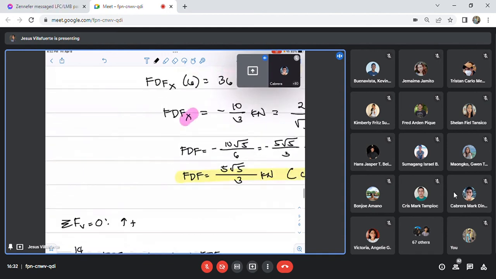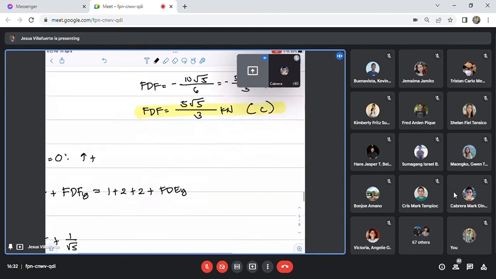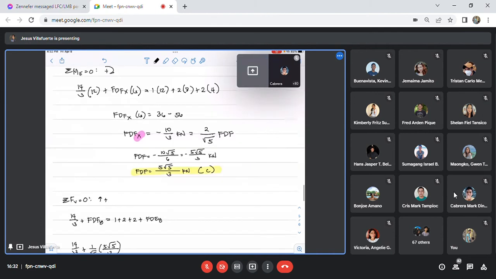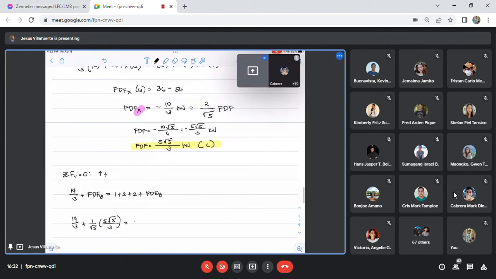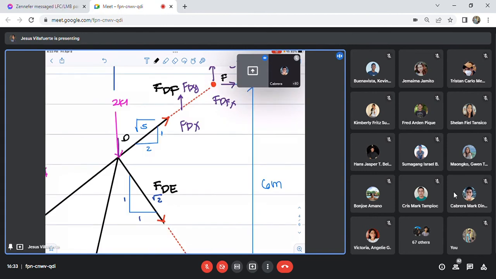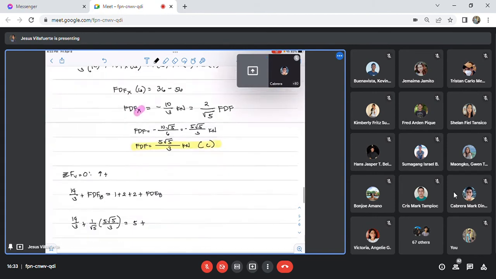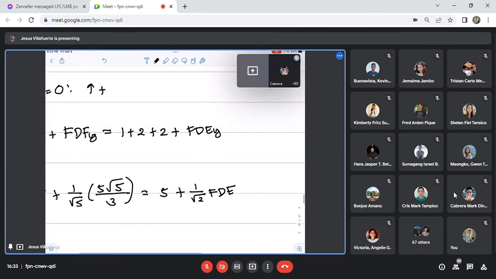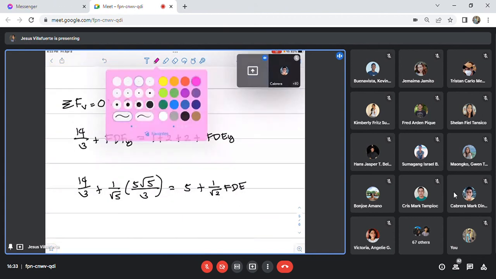But what is FDF? Your FDF is 5 the square root of 5 all over 3. This is your FDF. Equals 5 plus what is FDFY? So what is the Y component of this one? So 1 over the square root of 2. So plus 1 over the square root of 2 FDE. So this one cancels.